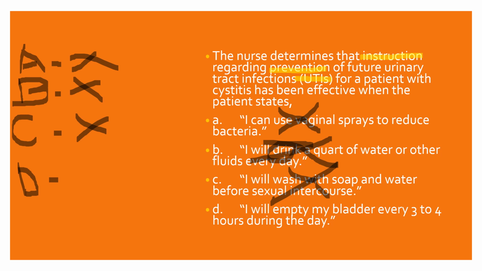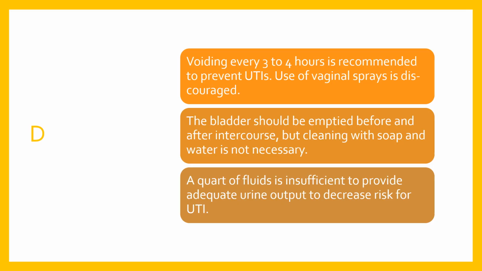I will empty my bladder every 3 to 4 hours during the day. This is the correct answer right here. Oops, I'm so sorry. So I will empty my bladder every 3 to 4 hours during the day. This is recommended to prevent UTIs. And that's pretty straightforward, guys. You want to make sure that you're emptying it every 3 to 4 hours to help clear everything out. Okay, let's go to the next. Here's your rationale. Pretty much what I've said. I've just kind of added a little bit of information for you.